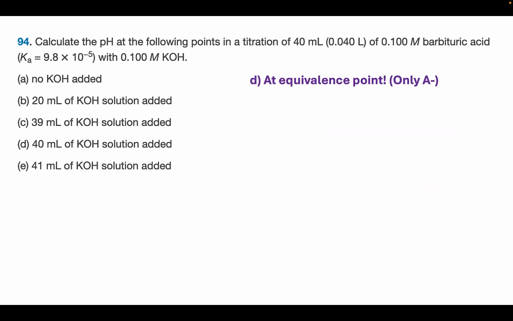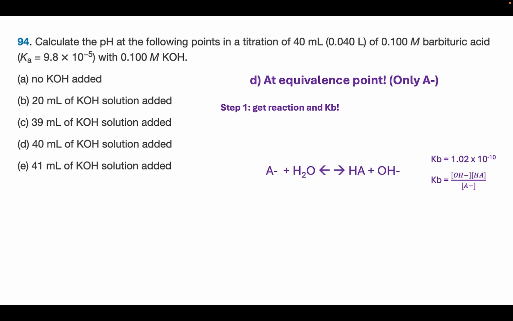Okay, what about at the equivalence point with only A minus? Here, remember that we saw that it was stoichiometrically equivalent. That's how we determine the equivalence volume of 40. And so all the HA has been converted to A minus. So if all we have is this conjugate, the barbiturate ion, the A minus, we have the following.